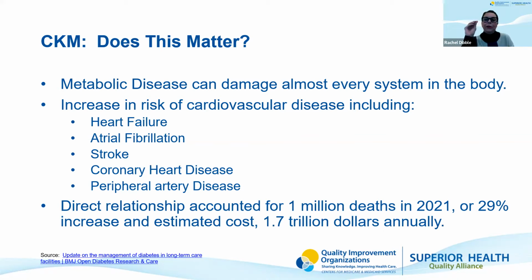So the relationship accounted for 1 million deaths in 2021 of CKM. So they put it all together and figure out 1 million people die from basically cardiovascular kidney issues. True statement. Or a 29% increase in estimated costs. Oh my goodness, this costs $1.7 trillion annually. That's crazy. And we can help mitigate this with proactive care, screening. We don't even have to talk to our patient. We can take one look at our patient and know that we need to screen them. That is our assessment right there in a nutshell. Next slide, please.